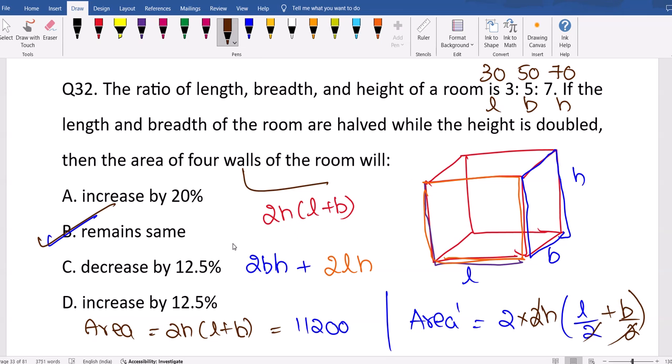If there is a change, that is the procedure I gave. You can put the H value, L value and B value, and you can see both are the same. In fact, in the formula itself you can observe the same thing. Nothing changed, so the area remains the same. That's not an issue.